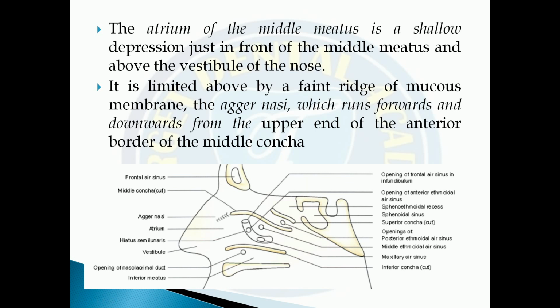Coming on to the agar nasi. This is the atrium of the middle meatus. It is present in front of the middle meatus and above the vestibule. So the atrium is present just in front of the middle meatus and above the vestibule. This is the agar nasi. The agar nasi runs forward and downward from the upper end of the anterior border of the middle concha.